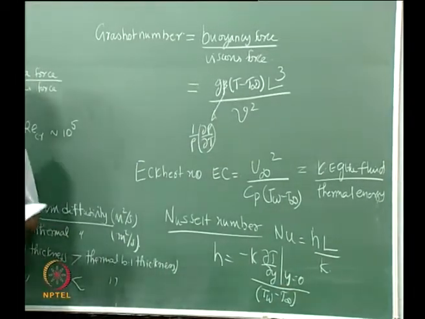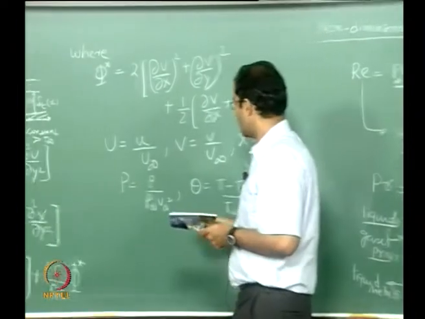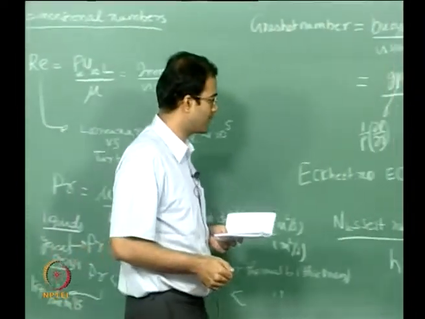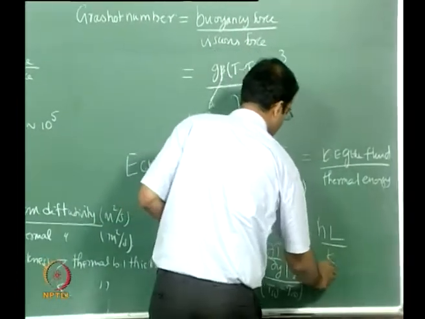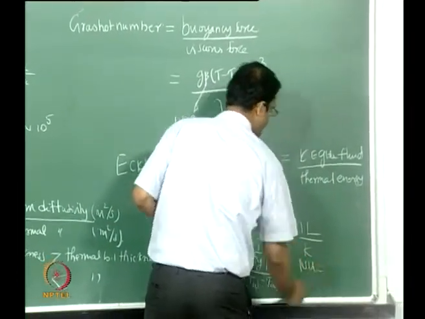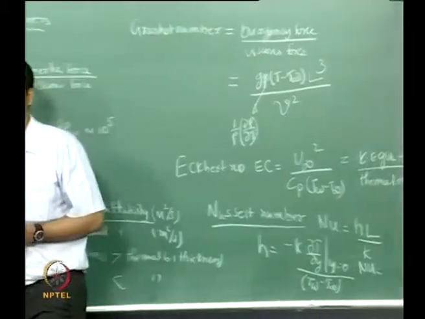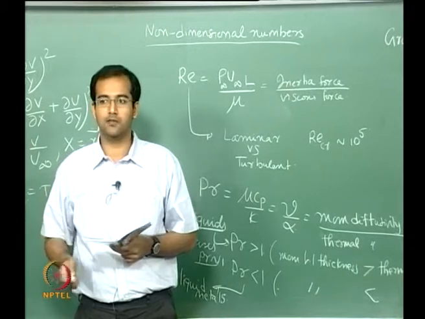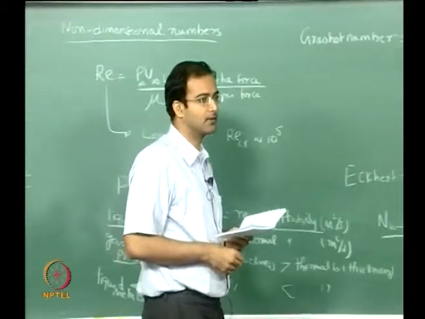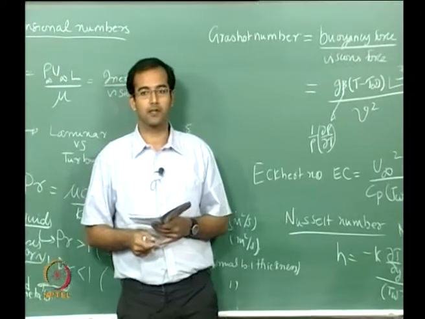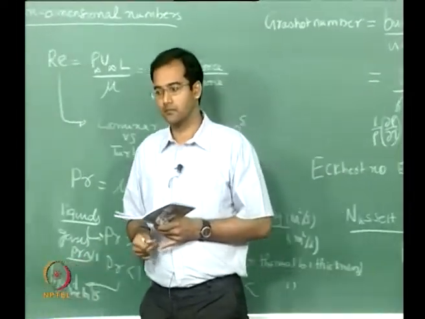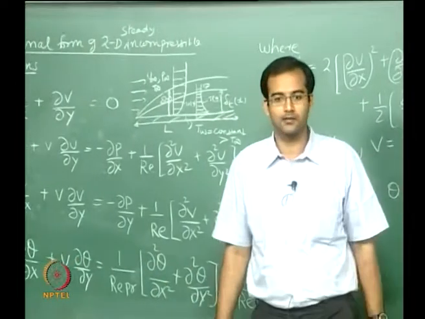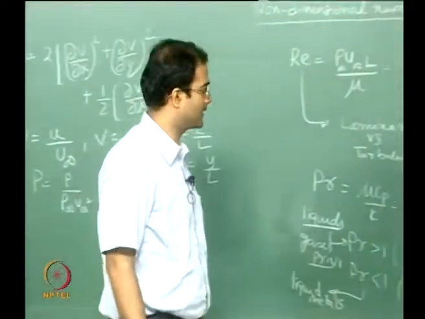Now if you use the non-dimensional temperature based on this definition right here, can you tell me what will be the Nusselt number in terms of the non-dimensional temperature gradient? You can plug in the non-dimensional form into the dimensional form, and then calculate your Nusselt number in terms of the non-dimensional temperature gradient. It's a nice exercise, I think you can just try it out. I will give a couple of minutes.